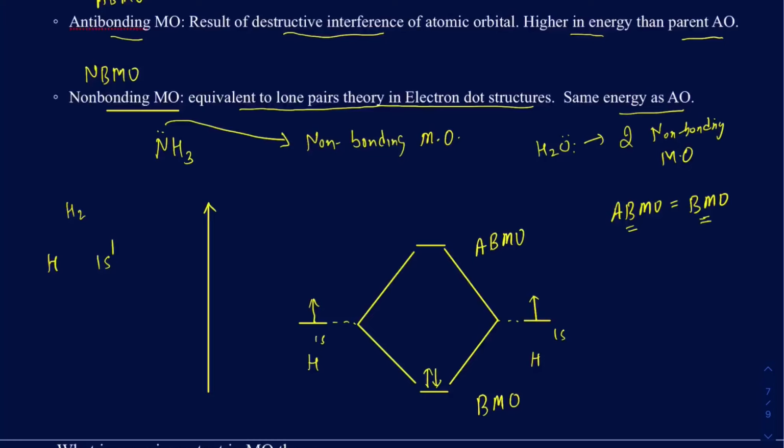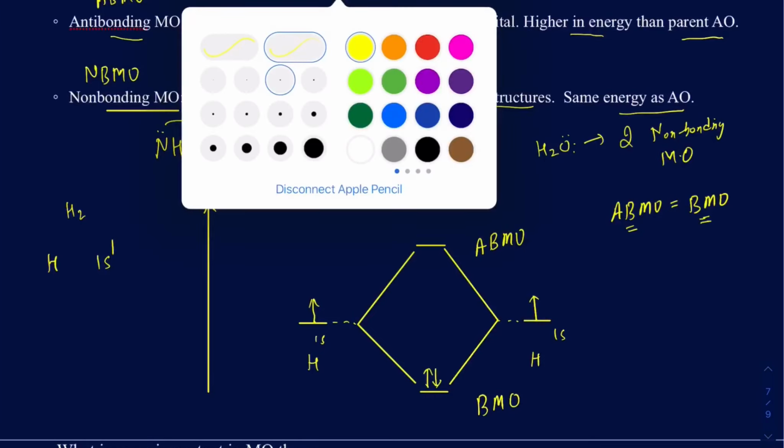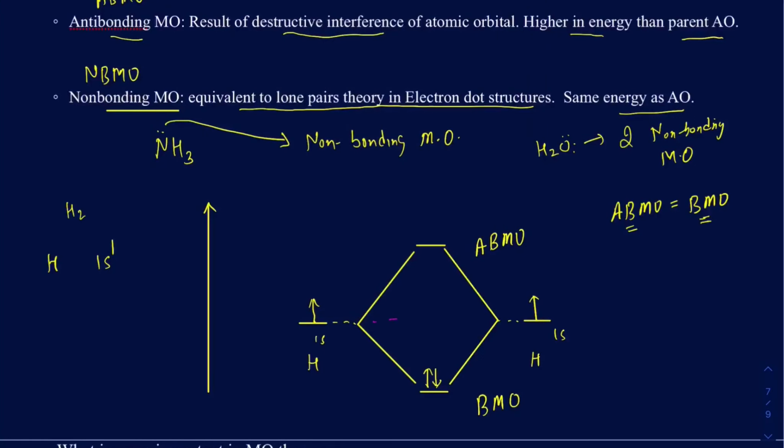So be able to identify where your bonding molecular orbitals and your anti-bonding molecular orbitals are. And if you had a non-bonding molecular orbital, for example, it would have been at the same level where your atomic orbitals are. I'm not going to draw that here because it does not have any, but if it did, then it would have been on that pink line there.